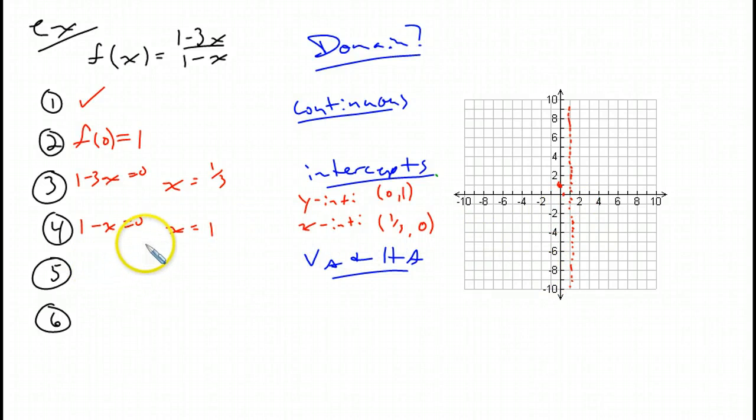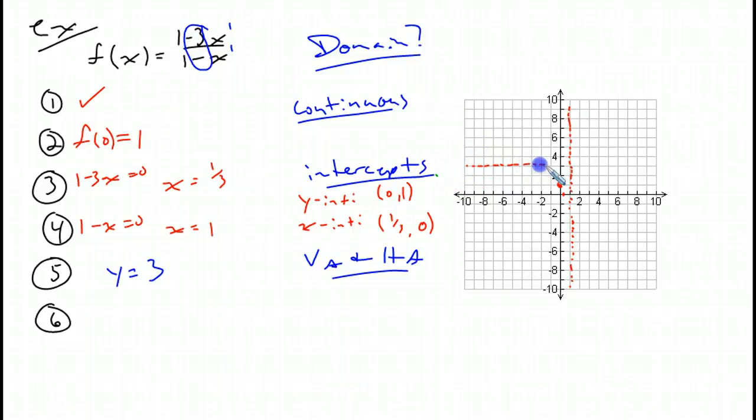Step 5 is to find our horizontal asymptote. Notice that the powers are the exact same. This is to the first power, that's to the first power. So therefore, just my leading coefficients, or the numbers in front of those, make my horizontal asymptote of negative 3 over negative 1, which reduces to 3. So at 3, I have a horizontal asymptote.